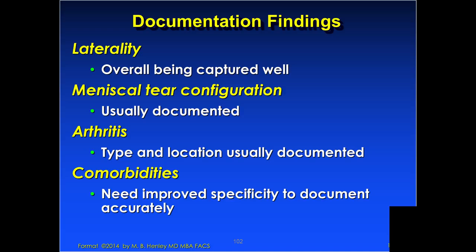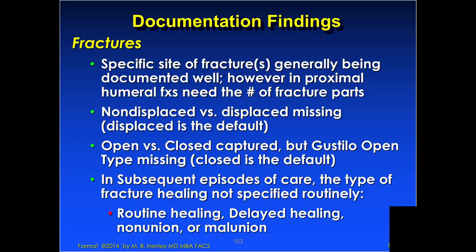Arthritis is documented fairly well too, by type and location. But where we really fall down as orthopedic surgeons is we do not document the pertinent comorbidities affecting either our treatment or the patient's disease as well. And that needs to be improved by all of us. As far as fractures, we're really good about documenting the specific sites of the fractures, but we don't always document how many parts the proximal humerus is.